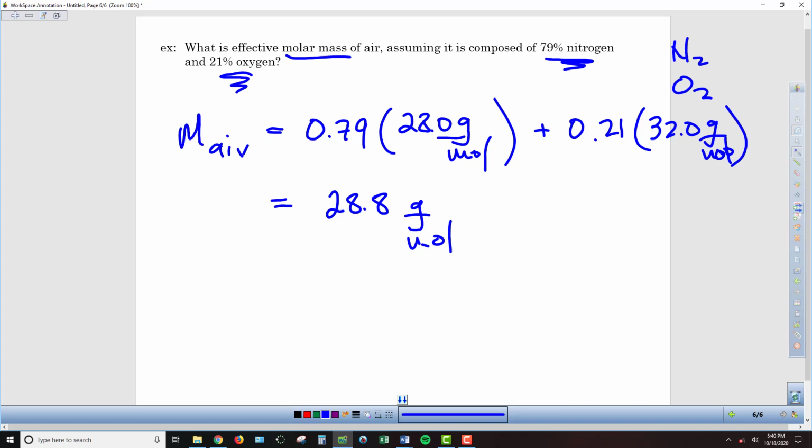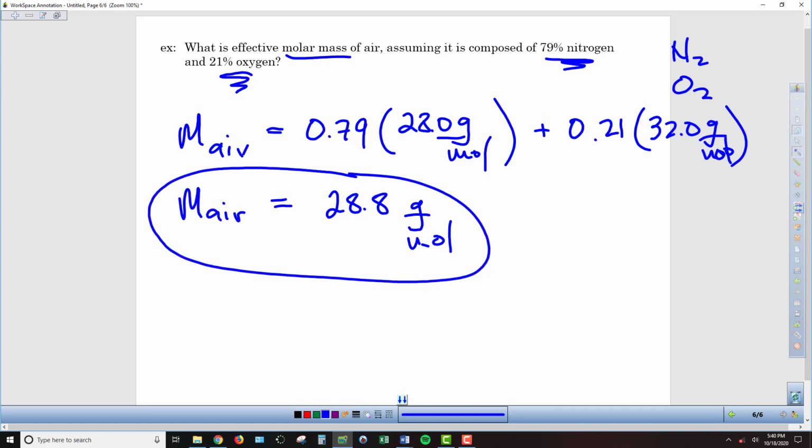Because so often when we're trying to combust something, we're not burning it in pure oxygen, we're going to be burning it in air. And so in our calculations, we're going to need to use this effective molar mass of air from time to time. So we'll expand on this idea more when we get deeper into the chapter, but I want to make sure that we were introduced to this concept of an effective molar mass for air so that we have a point of reference for later.